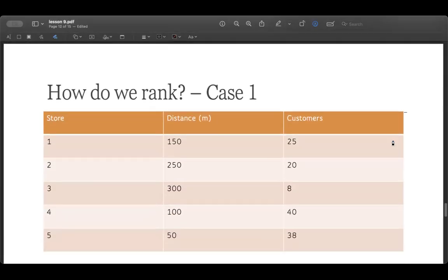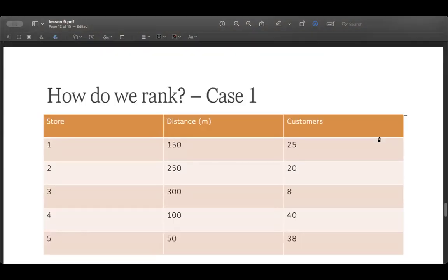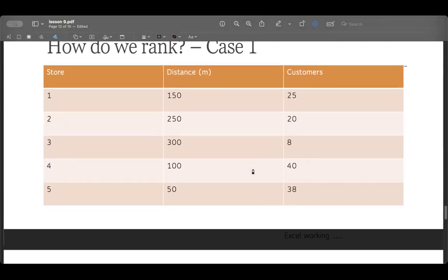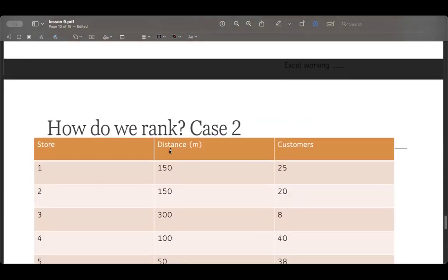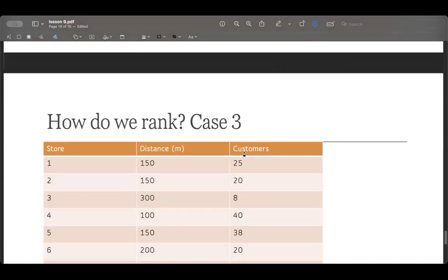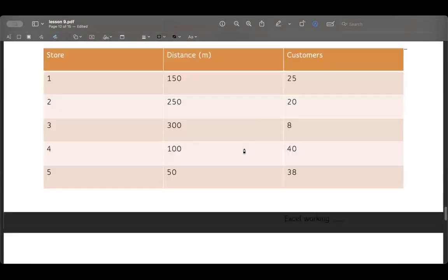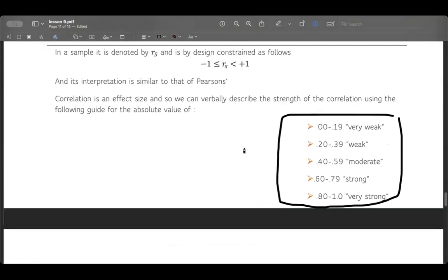That's what we have. Now, they have shown us how to rank. For case one, these are the stores, these are the distances, and these are the relevant customers. Now, how do we calculate this rank correlation? Then the second one is how we rank for case 2 and case 3, which they have given us. Can you calculate these? Do you know how to calculate these?